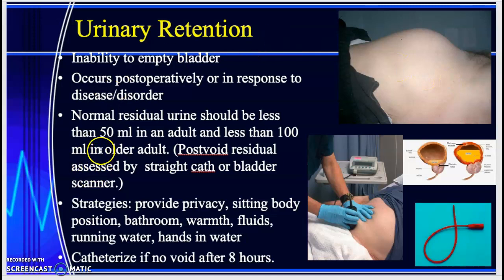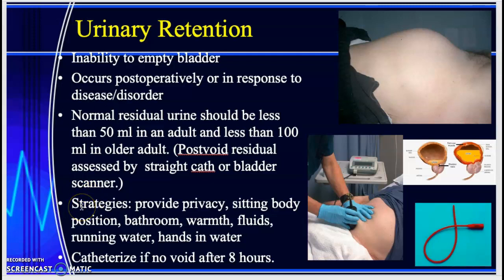If you look at the third bullet item there, you can see that the normal residual urine should be less than 50 milliliters in an adult and less than 100 milliliters in the older adult. And this is done by doing a post-void residual by a bladder scanner. And so it usually should be less than 50, or less than 100 in the geriatric patient.